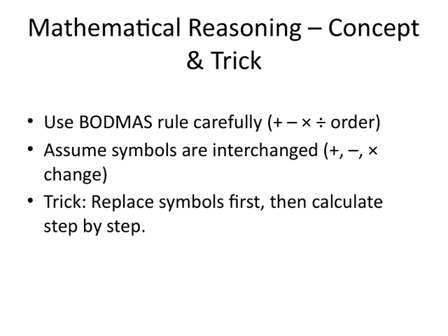Here's the trick I want to share. First, replace the symbols with their interchanged counterparts. So, switch plus with minus and multiply with divide, for example. Once you've done that, then proceed step by step, calculating the expression carefully. This approach often clarifies the problem and helps prevent errors that come from misreading the symbols. Remember, the key is to replace the symbols first, then evaluate, following the proper order of operations.